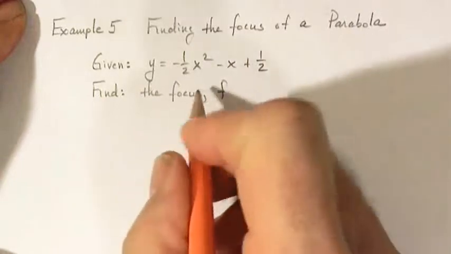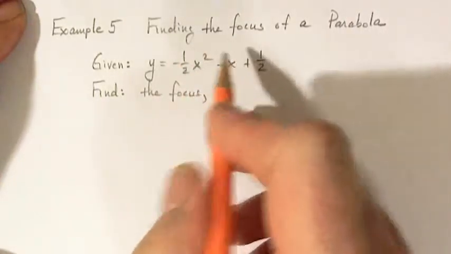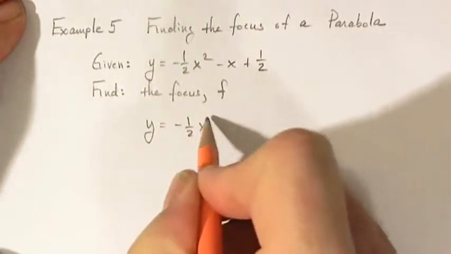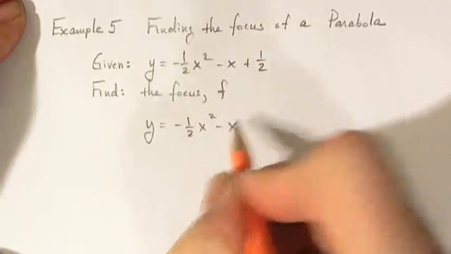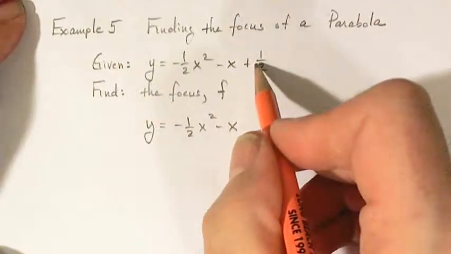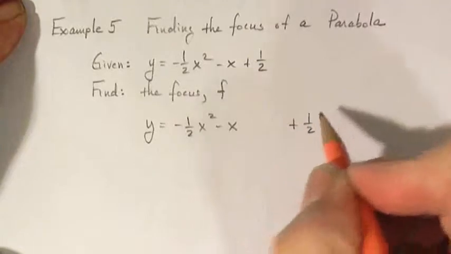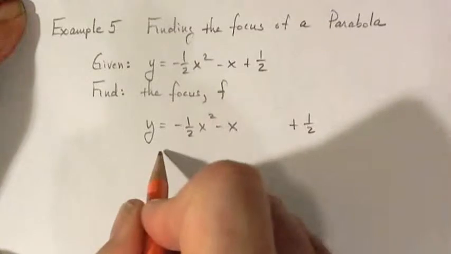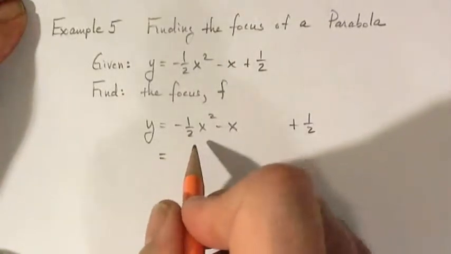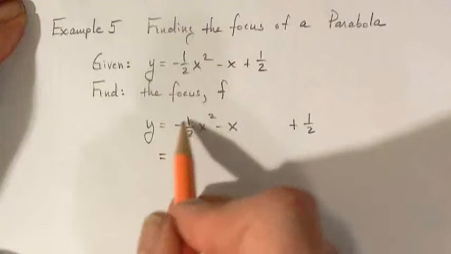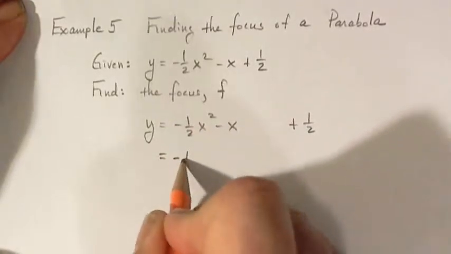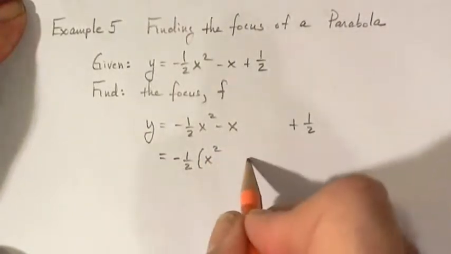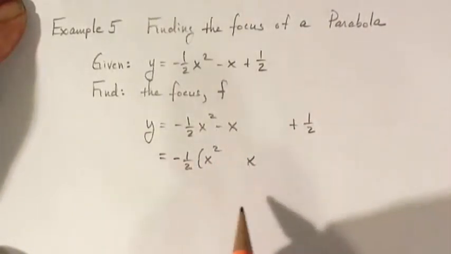So we're going to start by trying to complete the square with this. So y equals negative 1/2 x squared minus x. And this 1/2 right here, I'm just going to put it off to the side like that, because this is the part that I want to complete the square with. So this is equal to, can't complete the square when you have a coefficient here. So I'm going to factor out a negative 1/2 and x squared. So now this x is going to come down here.